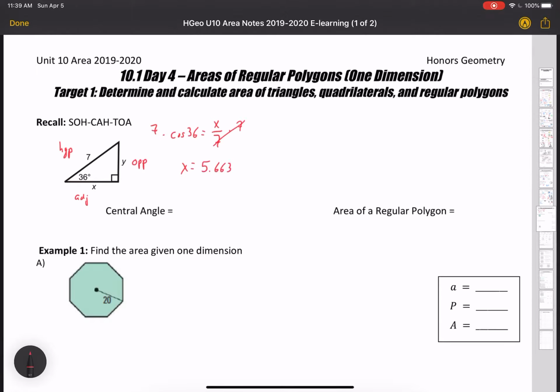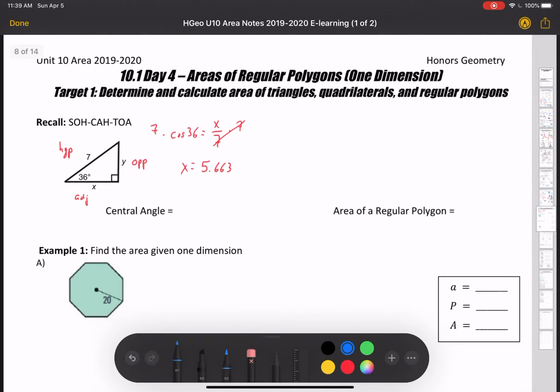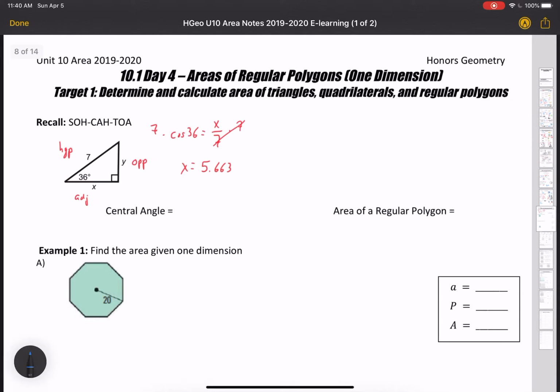Okay? To find y, I'm going to use opposite over hypotenuse, which is sine. So I'm going to use sine of 36 is equal to opposite y over hypotenuse 7. So for y, I'm going to multiply both sides by 7. I'm going to get 4.114. Okay, just remembering how to use trig.